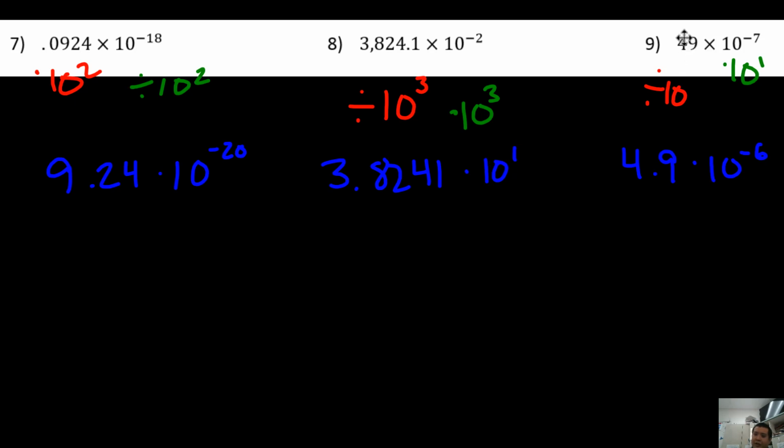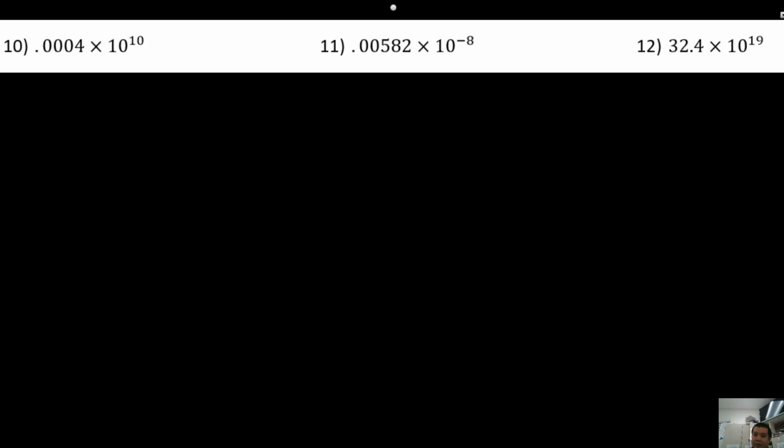Over here, we have a coefficient that's too big, so we're going to divide it by 10 to move it one decimal place over, getting us 4.9. As a result, we need to multiply our base 10 by 10 to the 1, which gets us negative 7 plus 1 is negative 6, so 4.9 times 10 to the negative 6. Try the last three out on your own.